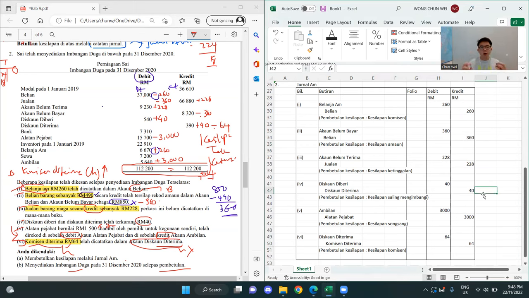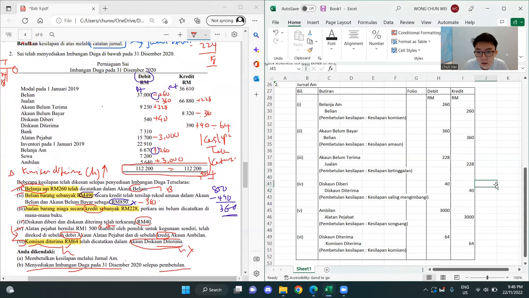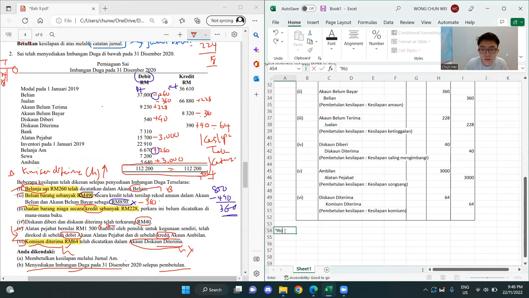So for accounting, once you understand the logic, if you go from A, you get the answer. If you come from B, you get the answer. If you come from C or D or E, from a different angle, you still get back the same answer, because we function by debit and credit. That's why if you do it right, you always get the right figure. Okay? So now, after all this, we have to do an imbangan duga selepas pembetulan. So, quickly prepare it. That's why I did all this pembetulan here, so that later you can straight away plus minus.